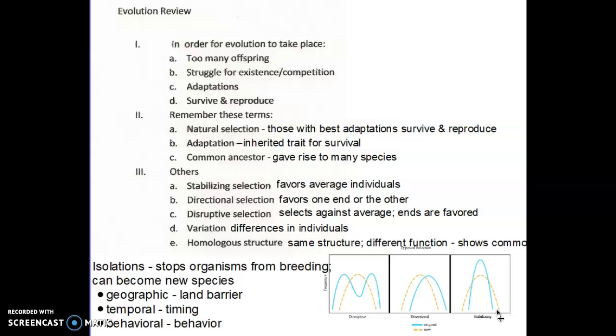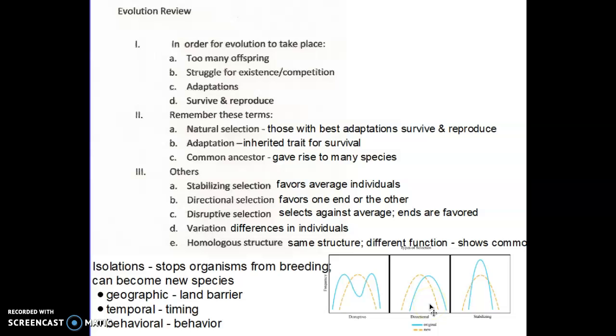Okay, disruptive is kind of like the crazy one. That means you don't want to be average. So the average is selected against. So it prefers the light ones and the dark ones, not the medium ones, or the small ones and the big ones, not the medium ones. So stabilizing and disruptive are exact opposites. Disruptive is easily seen because the graph looks like an M kind of, where the average ones are dying out. And stabilizing is just the opposite. You want to be average. And then directional is easy to recognize because it moves one way or the other.